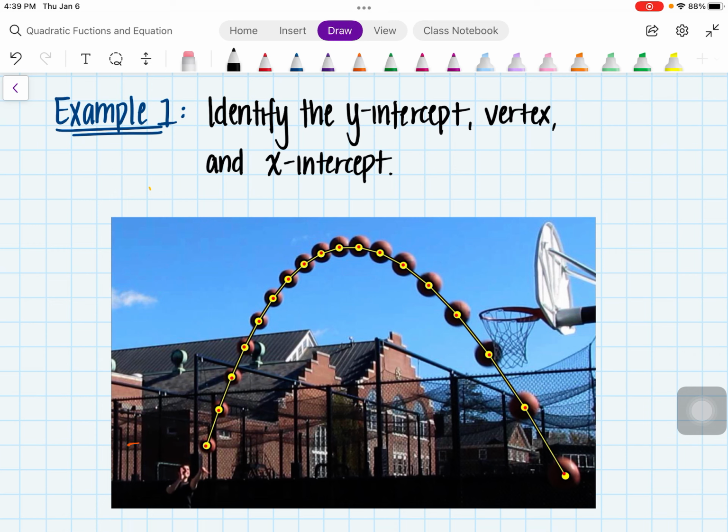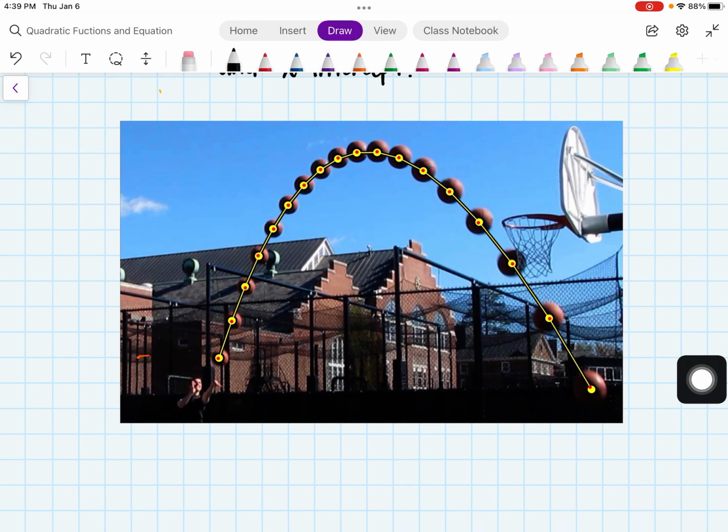There's only 2 examples on this one. First example here, it says identify the y-intercept, vertex, and x-intercept. And in this case, guys, it's just a random picture. We have someone here, a student, who is shooting some hoops, and he obviously missed, right? So that was a complete miss, which is totally fine, right? Because we always try to get better. So in this case, I am going to be using this example as a parabola. Once again, parabola is a U shape, and as you guys can see, we could basically see math everywhere.